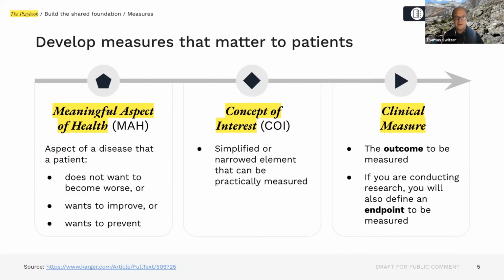The meaningful aspect of health is what do you want to measure? The concept of interest is, is it measurable, or do we have to look for proxies? And then basically trying to articulate that as a clinical measurement, as an outcome more specifically. And then an endpoint, which adds in a statistical component looking at degrees of change as predefined with regards to that outcome. Next slide.